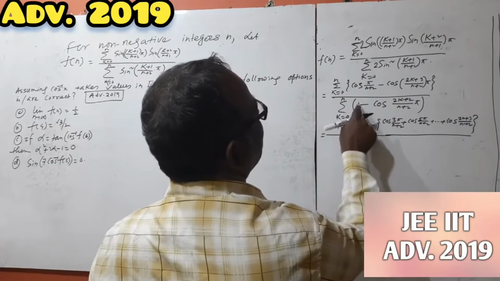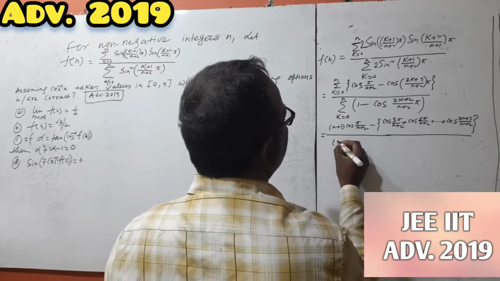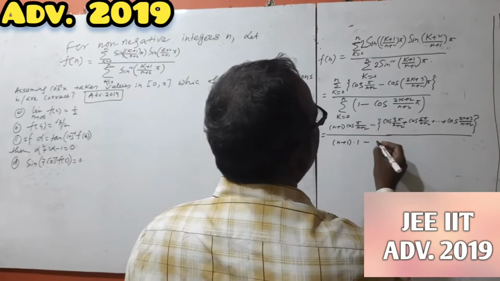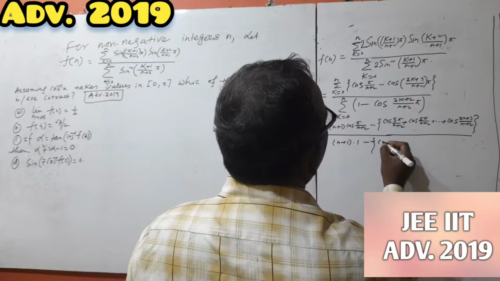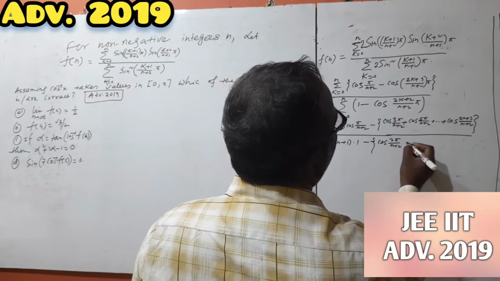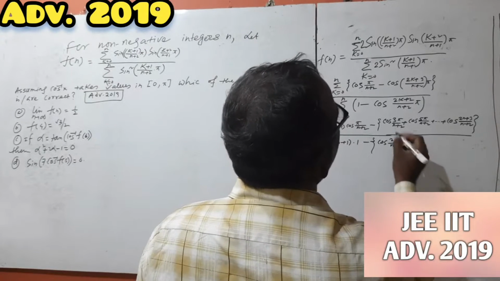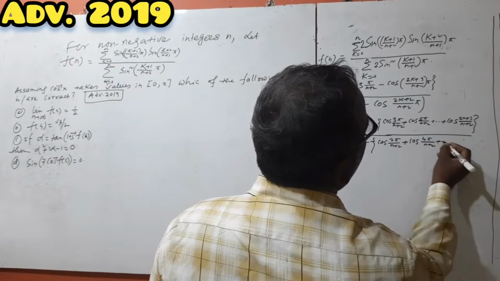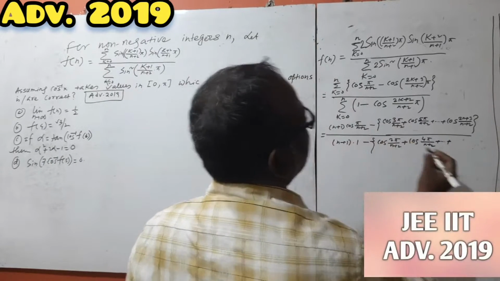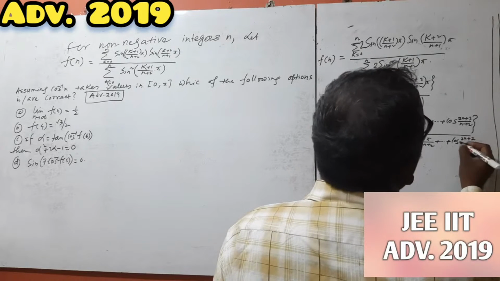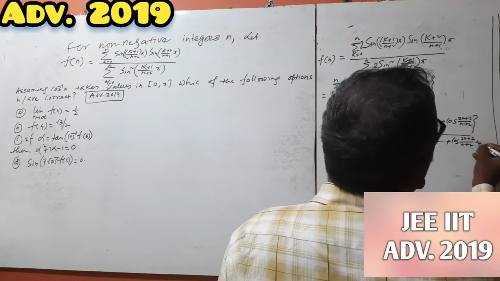And in the denominator, the constant gives n+1 times 1, and the summation from 0 to n: for k=0 we get cos 2 pi over n+2, for k=1 we get cos 4 pi by n+2, and so on, up to k=n, which gives cos of (2n+2)/(n+2) times pi.